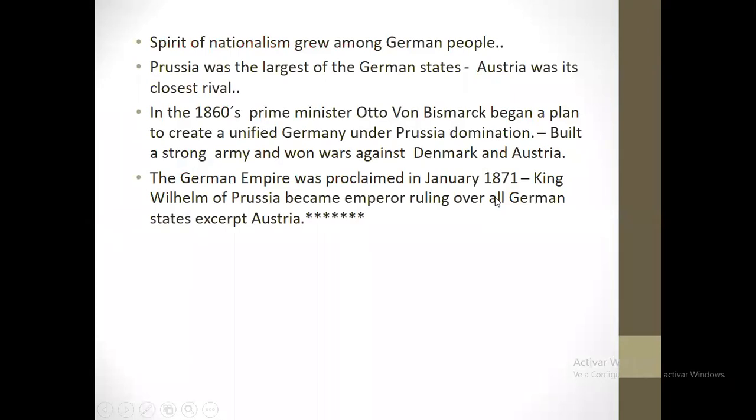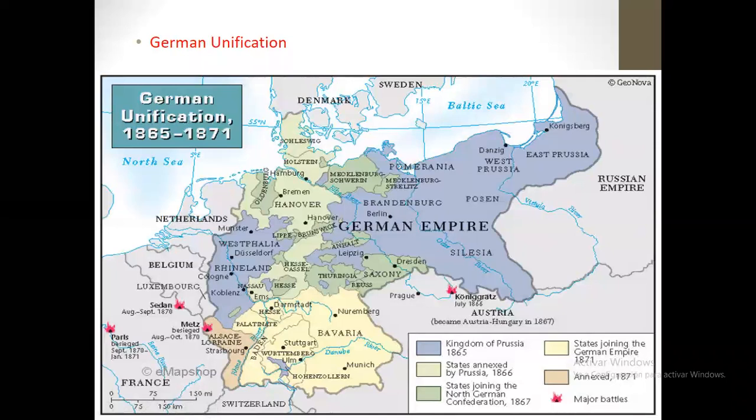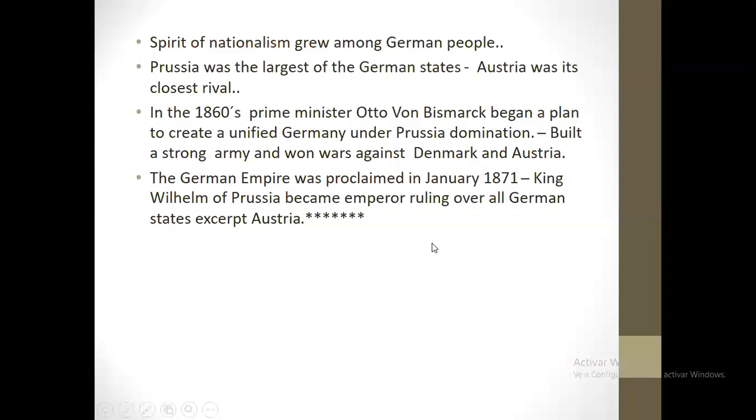Let's move on. Now, a spirit of nationalism grew among German people. Prussia was the largest of the German states. Let's go back. Okay, Prussia was in this area. This area was Prussia. Like it says, Kingdom of Prussia. It was the biggest state. Austria was its closest rival.